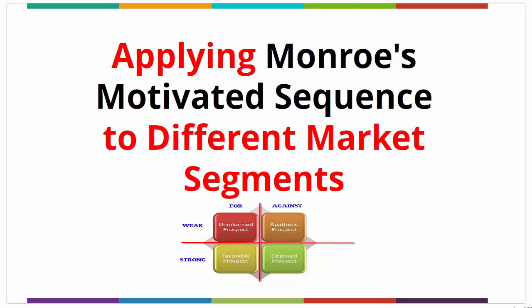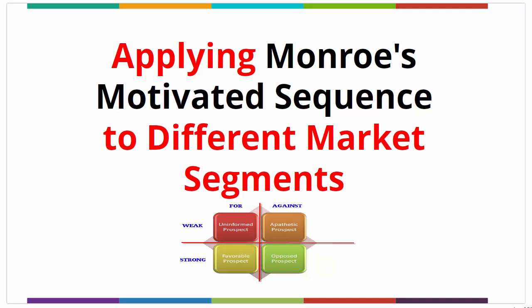And like any other kind of law, there is an ideal situation, and of course there are situations where you have to adjust the laws and the principles to match that particular situation. And that is what we have here as well. In part 1, we looked at Monroe's motivated sequence without taking into consideration that your prospects may be at different places with regard to their predisposition towards buying your product, and that is what we're going to take time now to investigate.